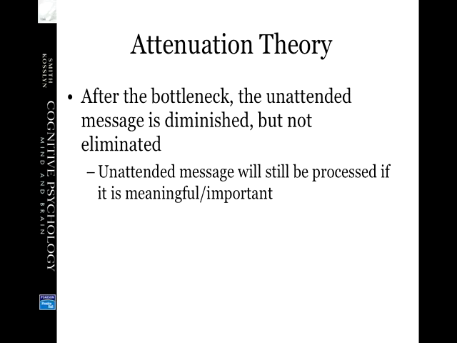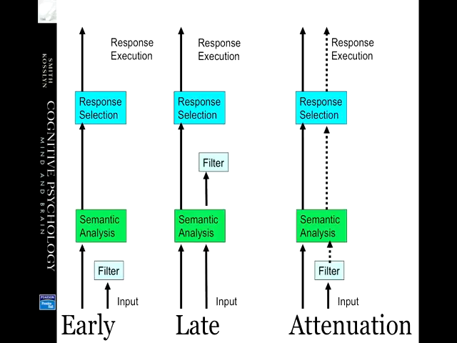You'll switch to that unattended message if it's meaningful or important to you, which is pretty important here in a minute. So here's a visual demonstration. So what's going on here is we have our three different theories, and they posit where the filter is in different locations. Okay. So early selection theory says that the input, which is the bottom of the screen, which is like words or pictures, gets filtered early.